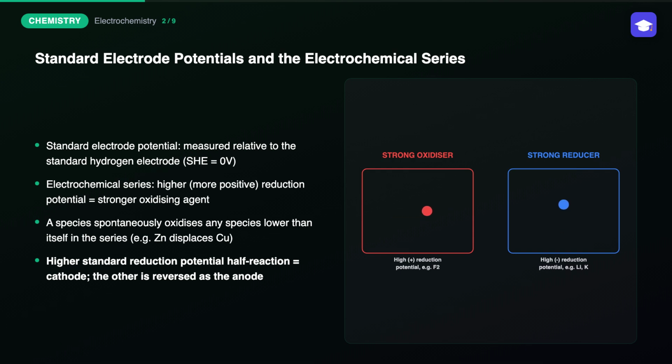For calculating the standard cell potential of any galvanic cell from tabulated data, always correctly identify which half reaction has the higher standard reduction potential. That one proceeds as written as the cathode, while the other one must be reversed and proceeds as oxidation at the anode.